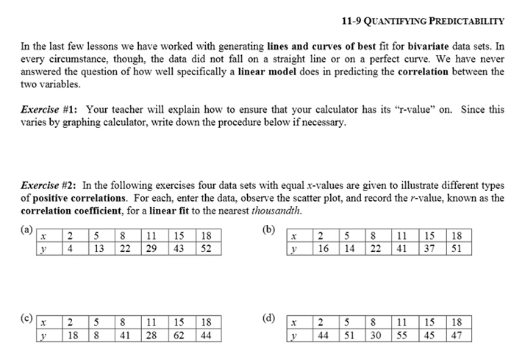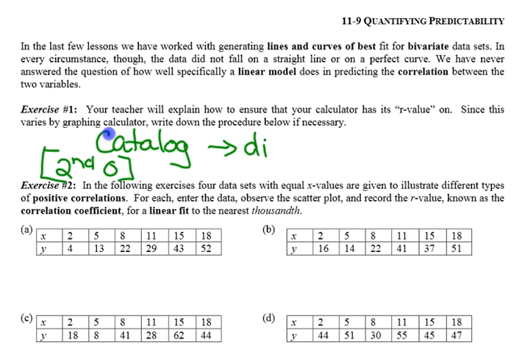For those, but to ensure that your calculator has its R value on, some of them, the older versions, actually just kind of come up with them. For the rest of you, you need to check. You're going to go under Catalog, which is actually your second and the 0 button. And you're going to scroll all the way down until you get to Diagnostic On.